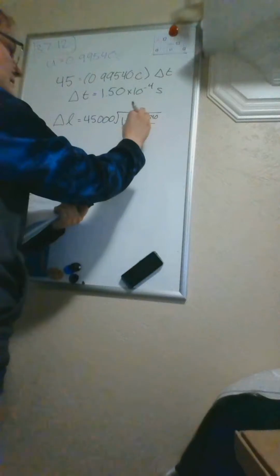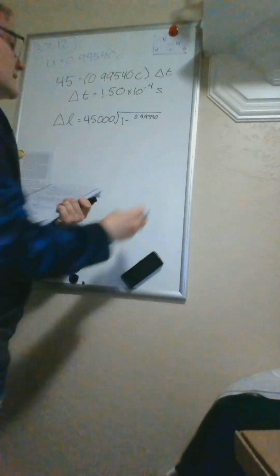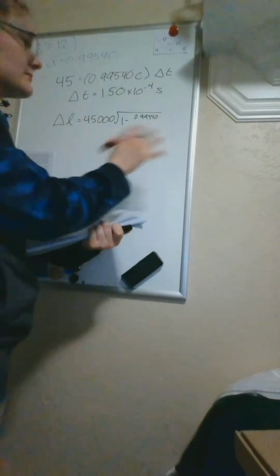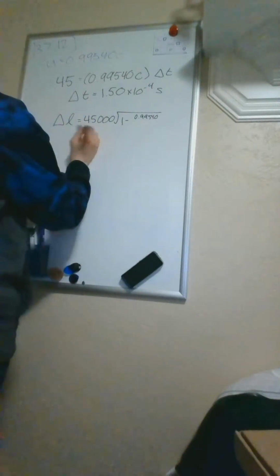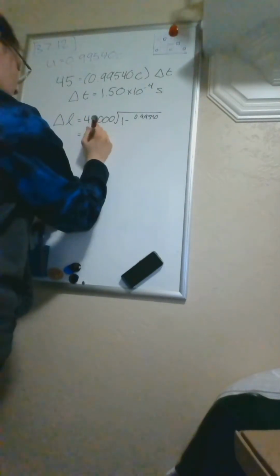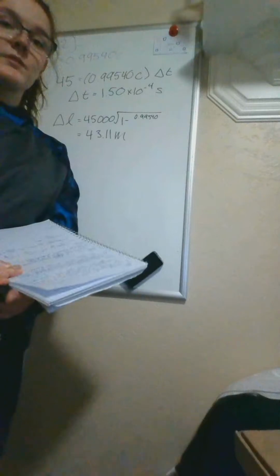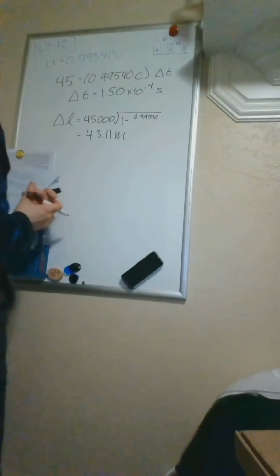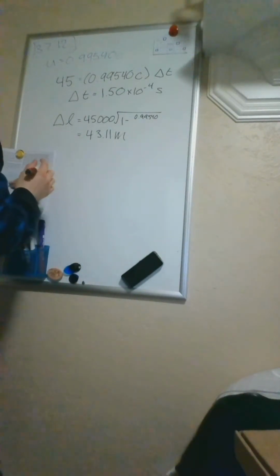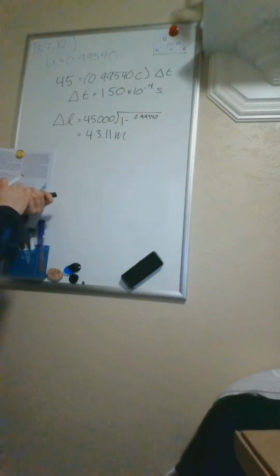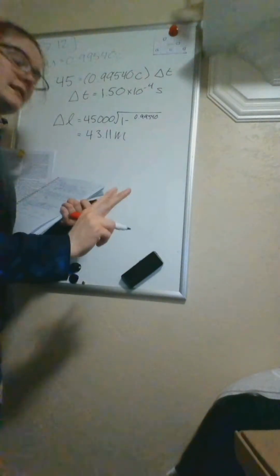Wait, I don't think that would actually work. No, it doesn't work this time. Anyways, when we calculate that out, we get that our length contraction is going to be 43.11 meters, and that's observed from the particle's point of view, which I think is right, but I don't really know.